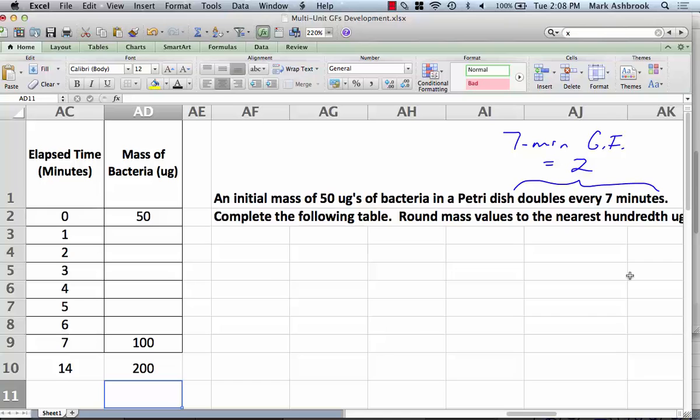Well, if the exponent, the multiplier, was 7 over 7 to give you the period of 7 minutes, then you have 50, and then since you're doubling it, it'd be times 2, and then that exponent 7 over 7 is just 1. So that would give you that.